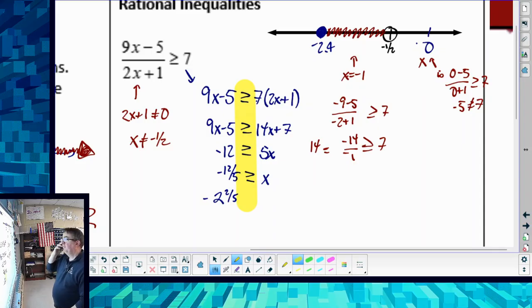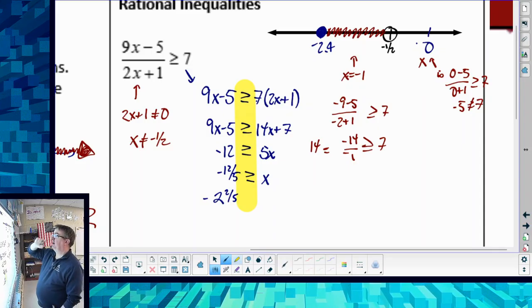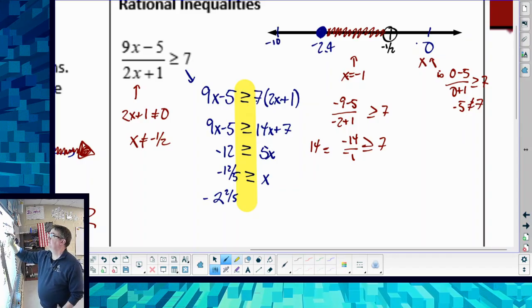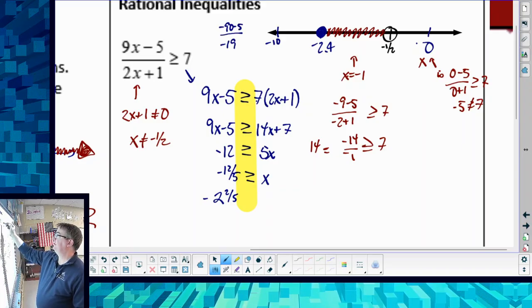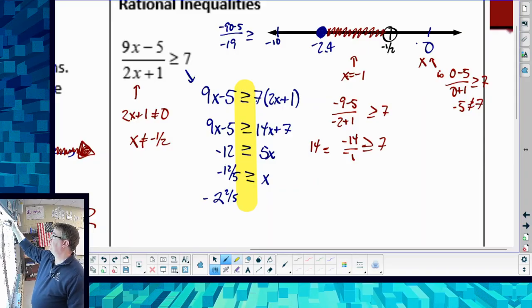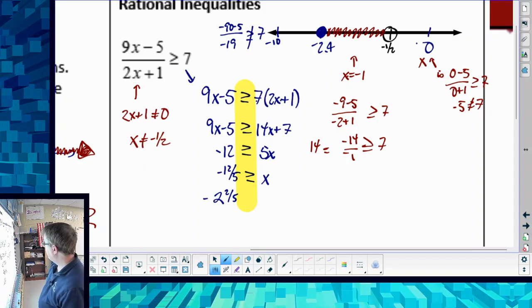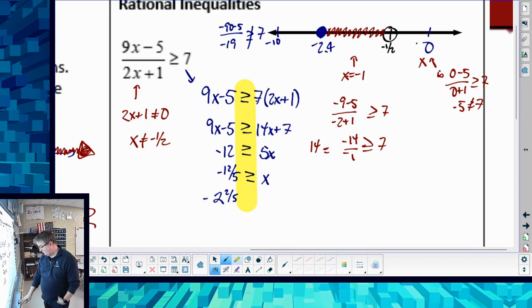And go from there. And again, if I do the negatives again over here for negative 10, let's say, if I do negative 10, I'm going to get negative 90 minus 5 over negative 19. And what you'll see here is while these are both going to be turned positive, it's not going to be bigger than 7. So you have that. So we're going to have all the numbers from negative 2.4 up into negative 1/2.